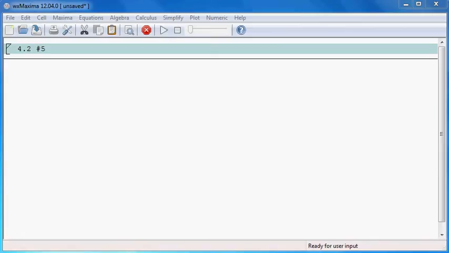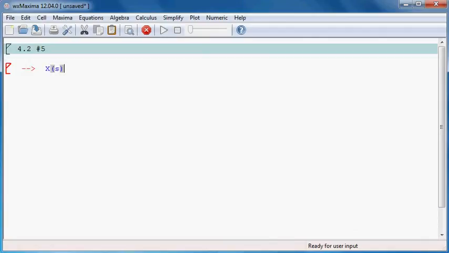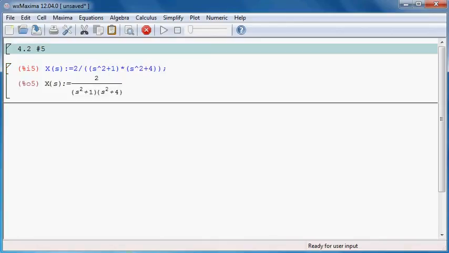And if you did it correctly, you should have capital X of s, which should come out to be 2 over s squared plus 1 times s squared plus 4, right? And that should be, so shift enter. All right, so this should be the capital X of s, 2 over s squared plus 1 times s squared plus 4.